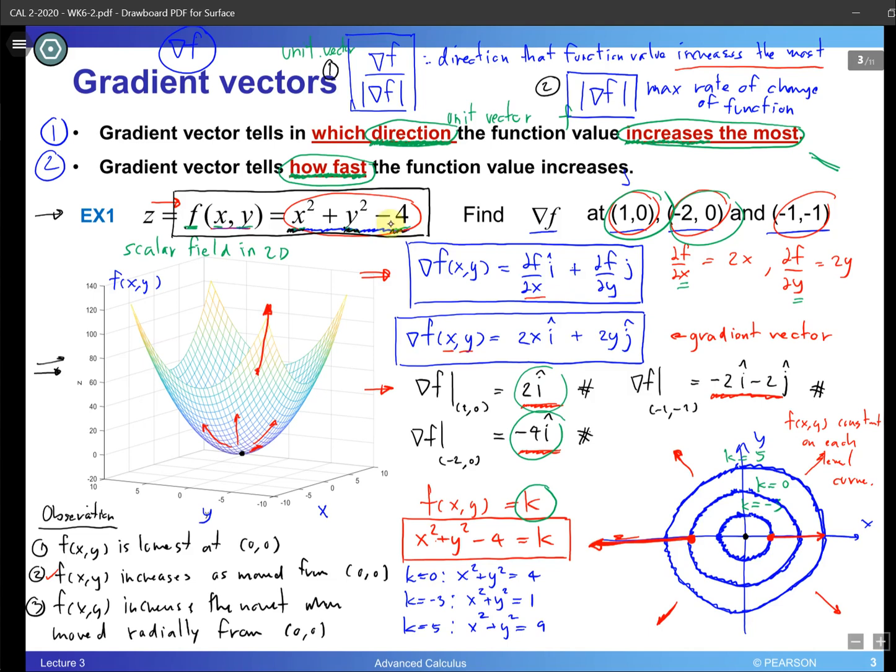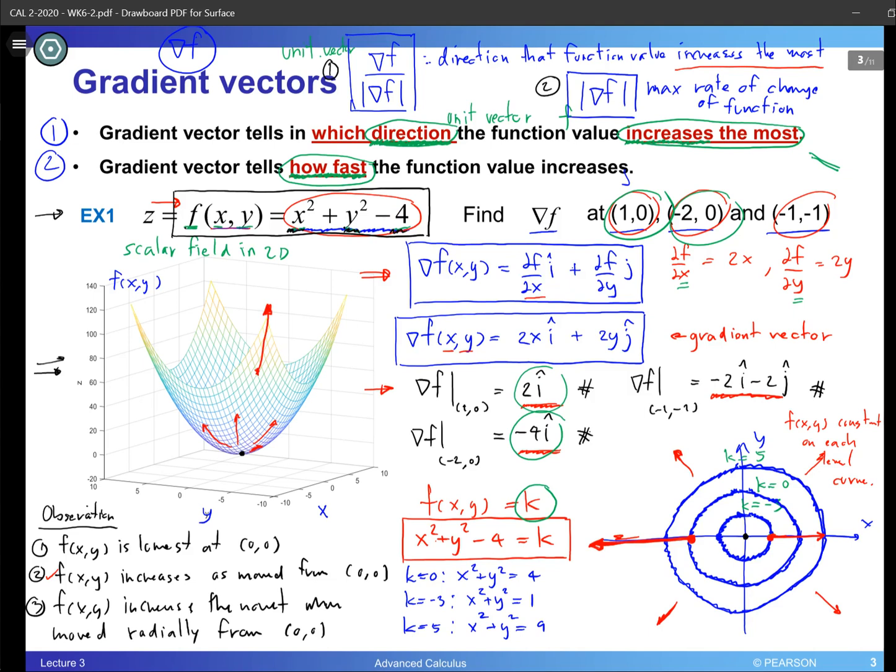Not just about the direction, the length matters too. The shorter length indicates that the increase is not that fast. But if the length is long, then the increase is going to be much larger.